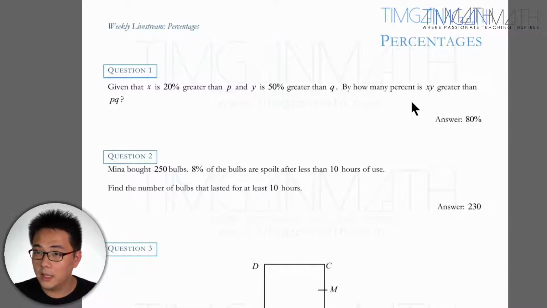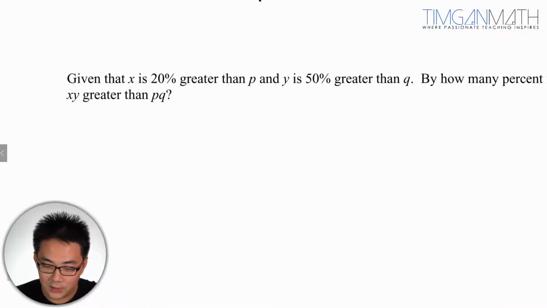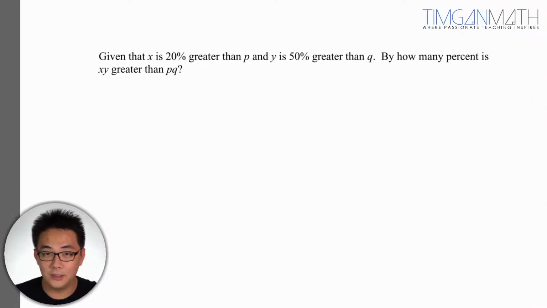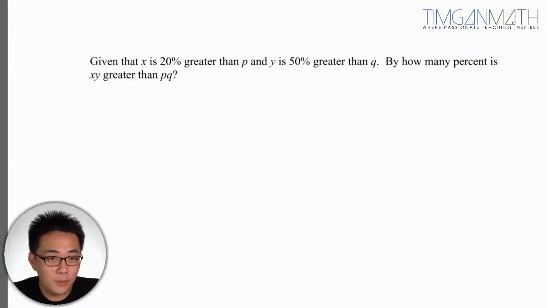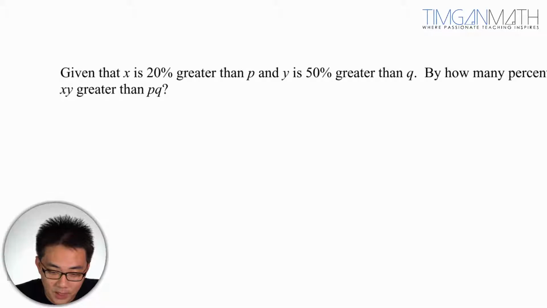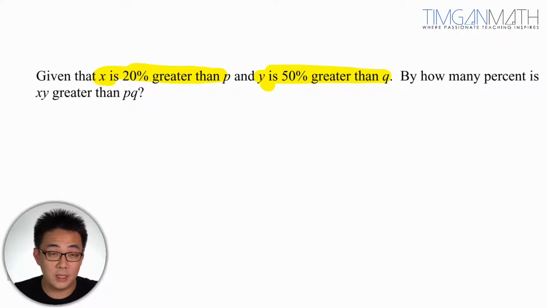Okay, so let's look at this part here. This question here, I hope you have already tried. Hi students, let's look at this question here, which is on percentages. You're given that x is 20% greater than p, and y is 50% greater than q. By how many percent is xy greater than pq? That is interesting. Let's see how we can do this question.